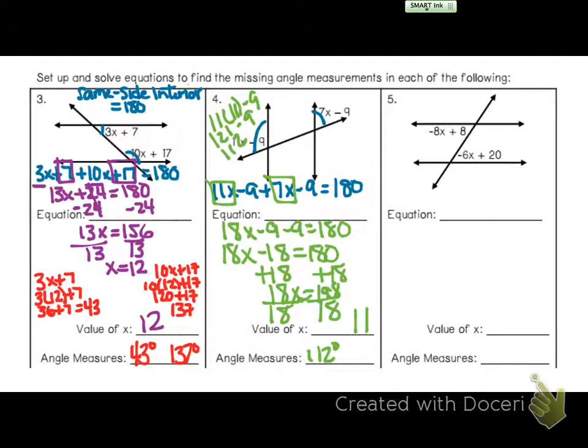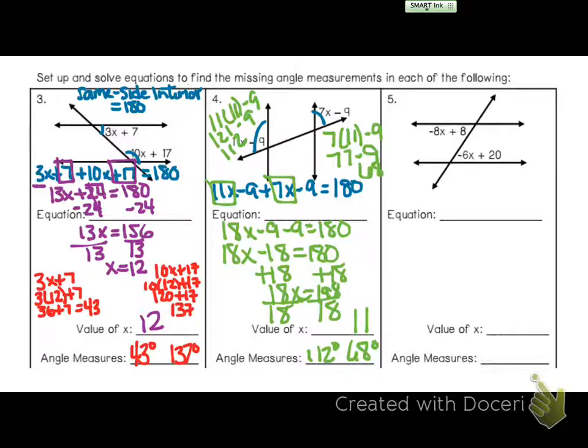My second angle measurement, I have 7x minus 9. So 7 times 11 minus 9. 7 times 11 is 77, and 77 minus 9 is 68. Does 68 degrees plus 112 degrees equal 180 degrees? Yeah.